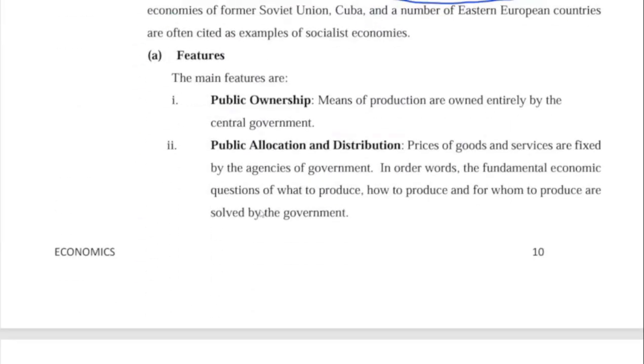We have public ownership. Means of production are owned entirely by the central government, government controlled. You have public allocation and distribution. Prices of goods and services are fixed by the agencies of government. In other words, the fundamental economic questions of what to produce, how to produce, and for whom to produce are solved by the government. Now government coming in like this makes sure that the goods being produced are goods that benefit everybody.